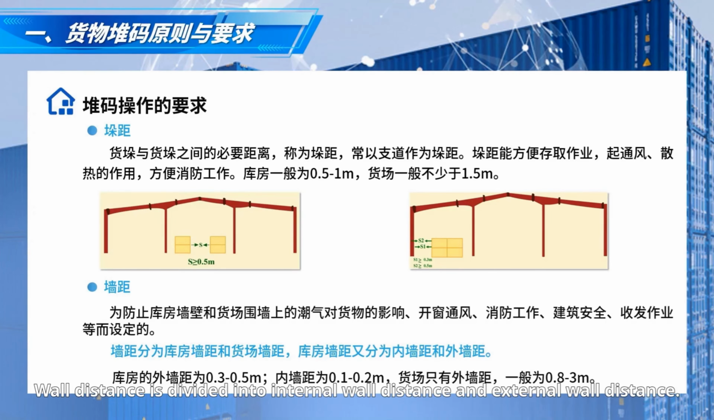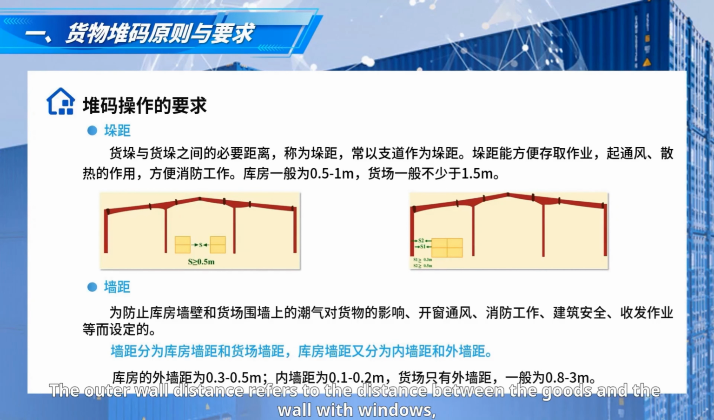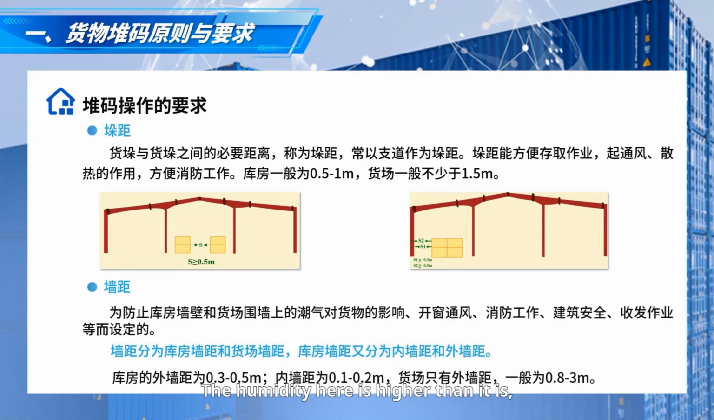Wall distance is divided into internal wall distance and external wall distance. Interior wall distance refers to the distance between the goods and the wall without windows. Here the moisture is relatively less. The general distance is more than 0.3 meters. The outer wall distance refers to the distance between the goods and the wall with windows. The humidity here is higher. The general distance is more than 0.5 meters.